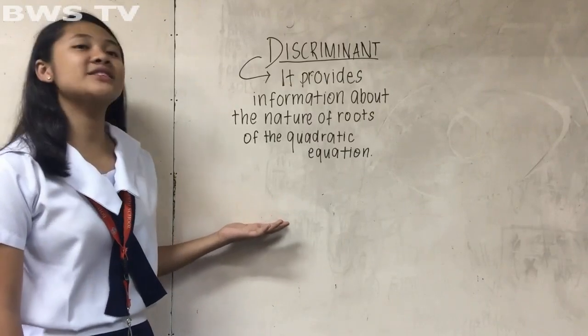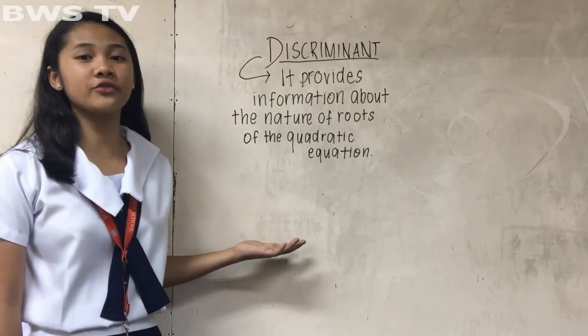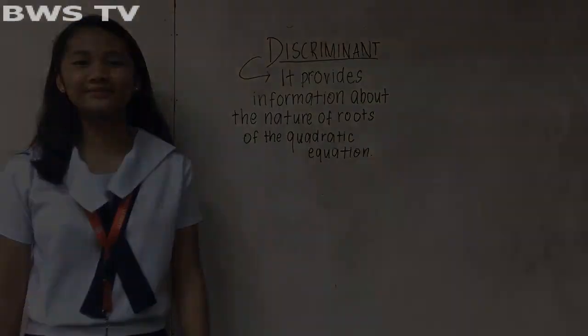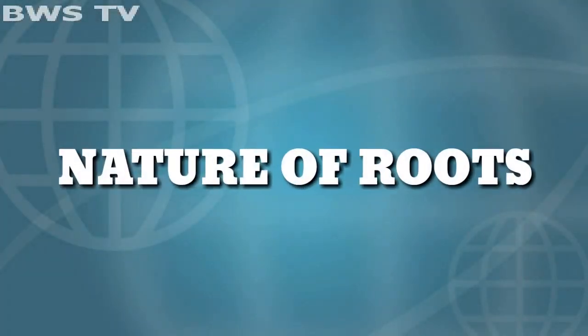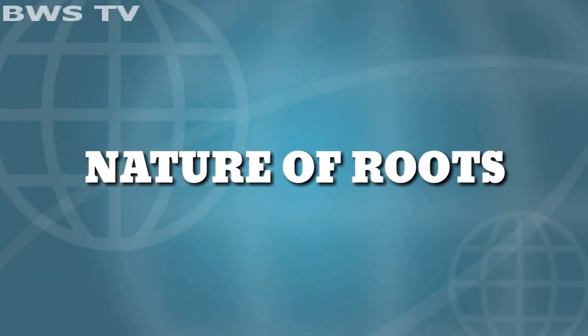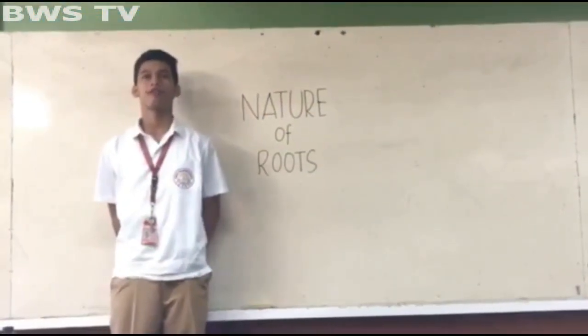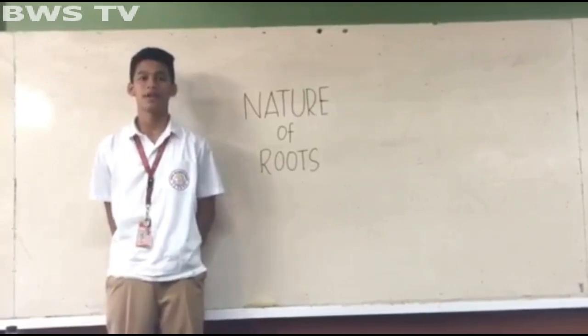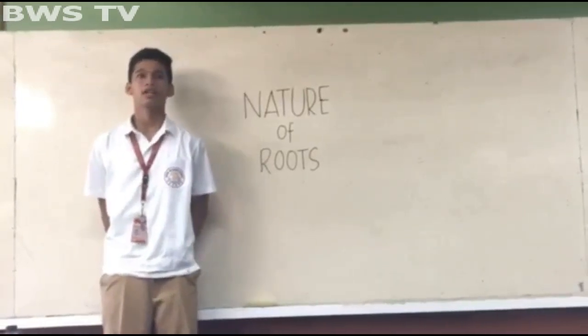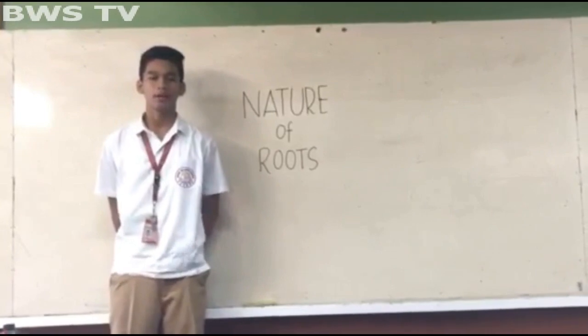Discriminant. It provides the information about the nature of roots of the quadratic equation. The word nature refers to the type of number that the roots can be, namely rational, irrational, real, or imaginary.